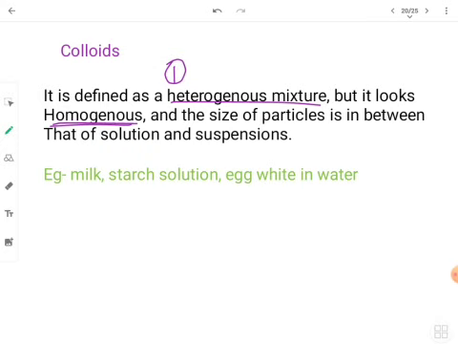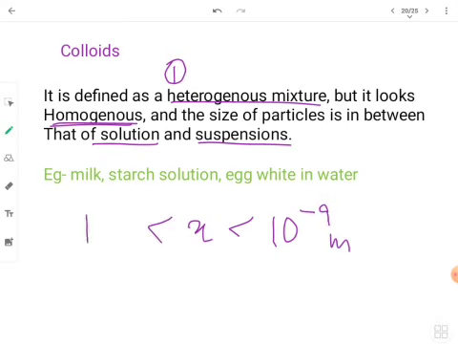So that is a heterogeneous mixture. Second point is that the size of particle is in between that of solution and suspension. That means the size of particle is in between 10 raised to power minus 9 meter and that of the solution. So these are colloids, and obviously they are mixtures only. Here also there is no chemical reaction that is taking place. They are just mixing up with each other.